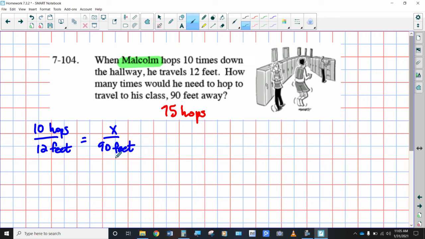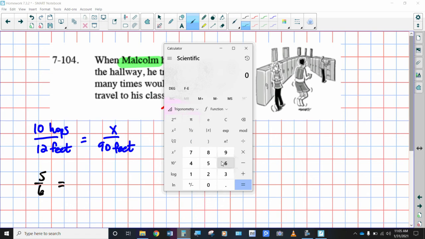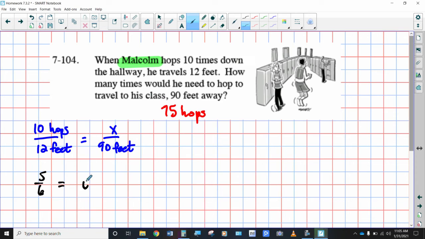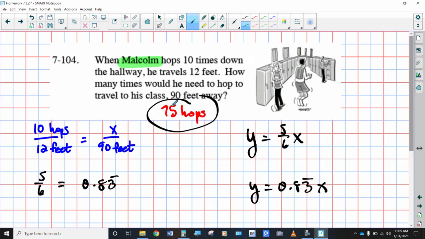We use proportional reasoning. If you wanted to change this to 5/6 and then convert that to a decimal number, 5 divided by 6 is equal to 0.83 repeated. So you could write this as y equals 5/6 times x, or y equals 0.83 repeated times x. And so solve it algebraically. 12 times 7.5 is equal to 90, so 10 times 7.5 will tell you the number of hops.